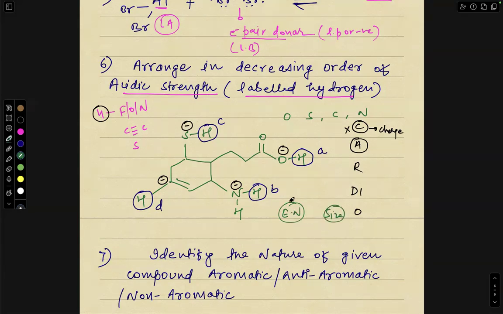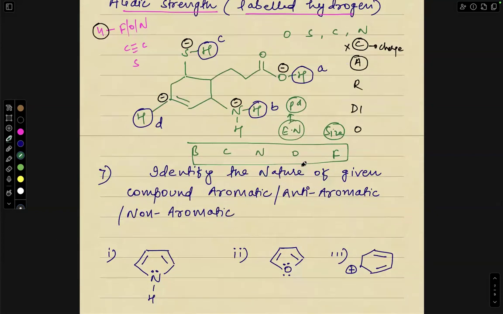When the atoms belong to the same period, generally this is my period: B, C, N, O, F. So here you can see the electronegativity. It means left to right, electronegativity increases, acidic strength increases. Now in size, once you are moving down the group, fluorine, chlorine, bromine, iodine, this is the same group, and as you move down the group, size increases, acidic strength increases.